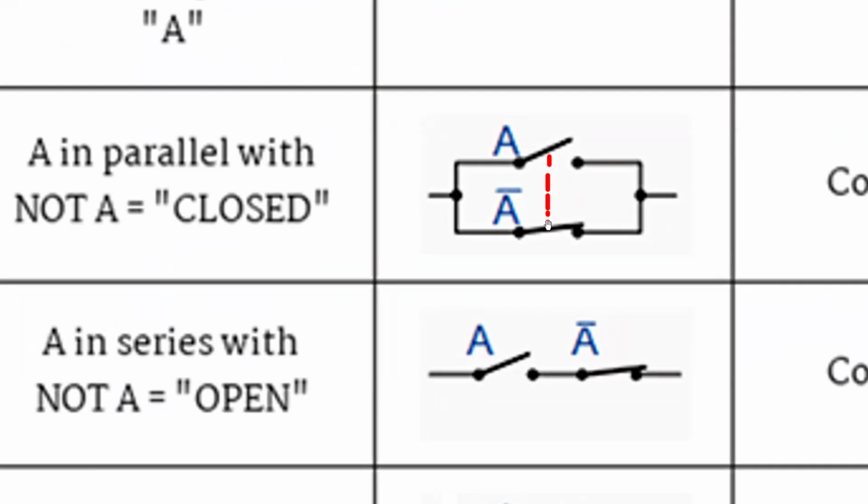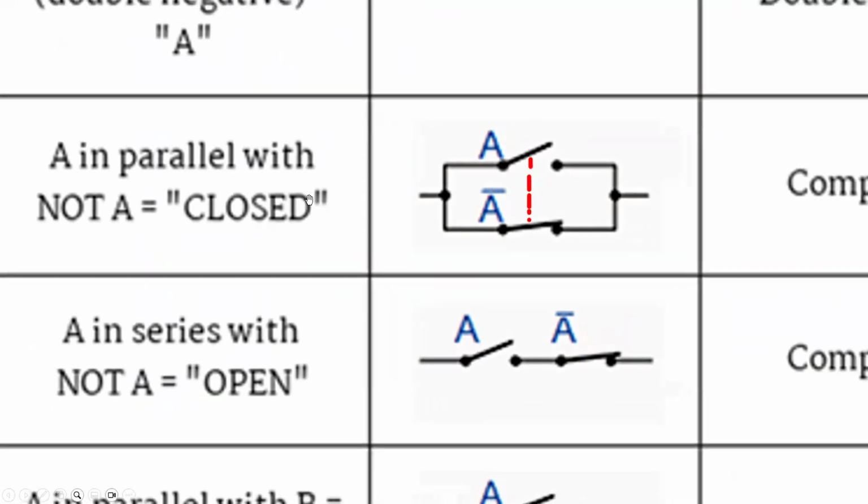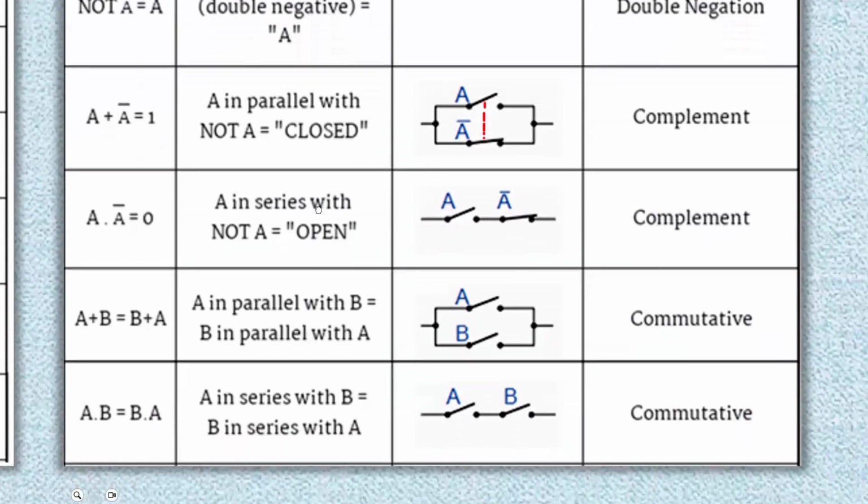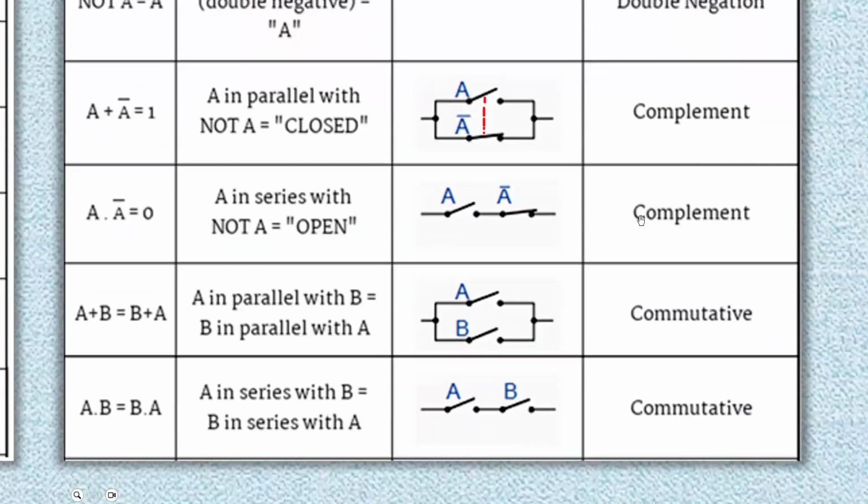When you move that, it is going to open that one, and you close that one, that's going to open that one. A or not A is always going to simplify into 1. Another complement: A and not A, because it's an AND gate, both of them have to be on, will always give you low on the output.